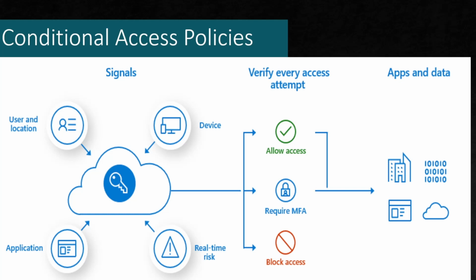And some other signals could include things like the user location, the device, and some of the possible actions that the system can carry out could be to allow access, to deny or block access, or to require multi-factor authentication. Now, once this is done, the user would either be denied access, in which case they will not be able to go further, or they will be allowed access, and then they will be able to use whatever apps or have access to whatever data that the organization possesses.